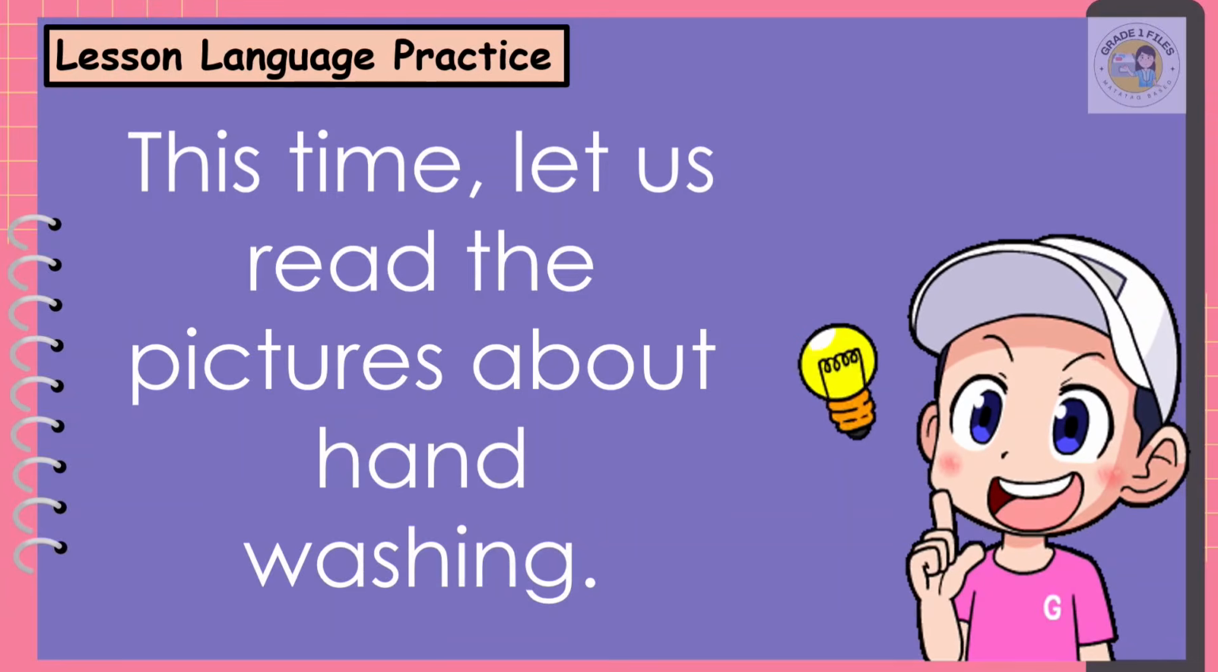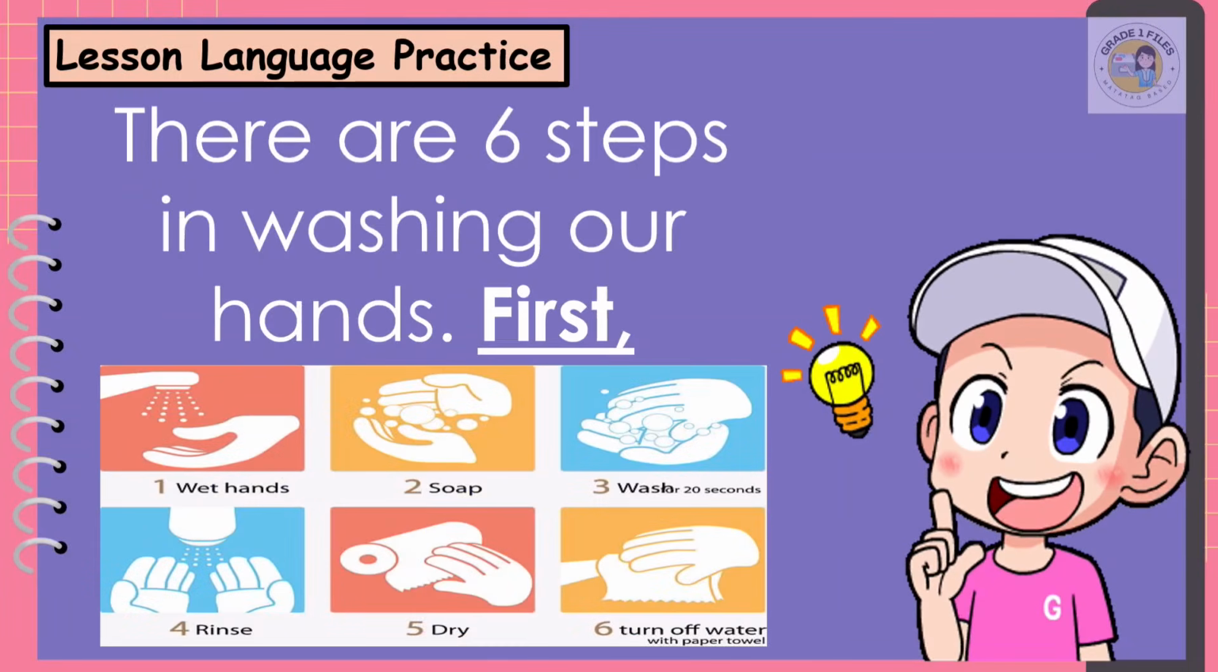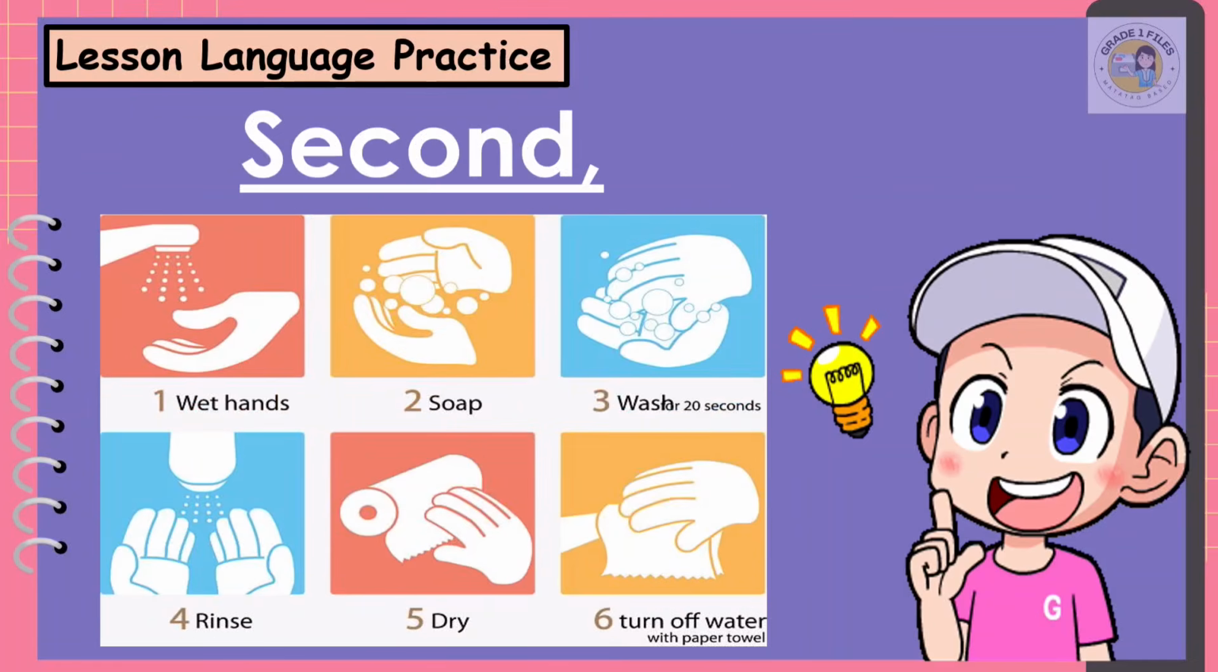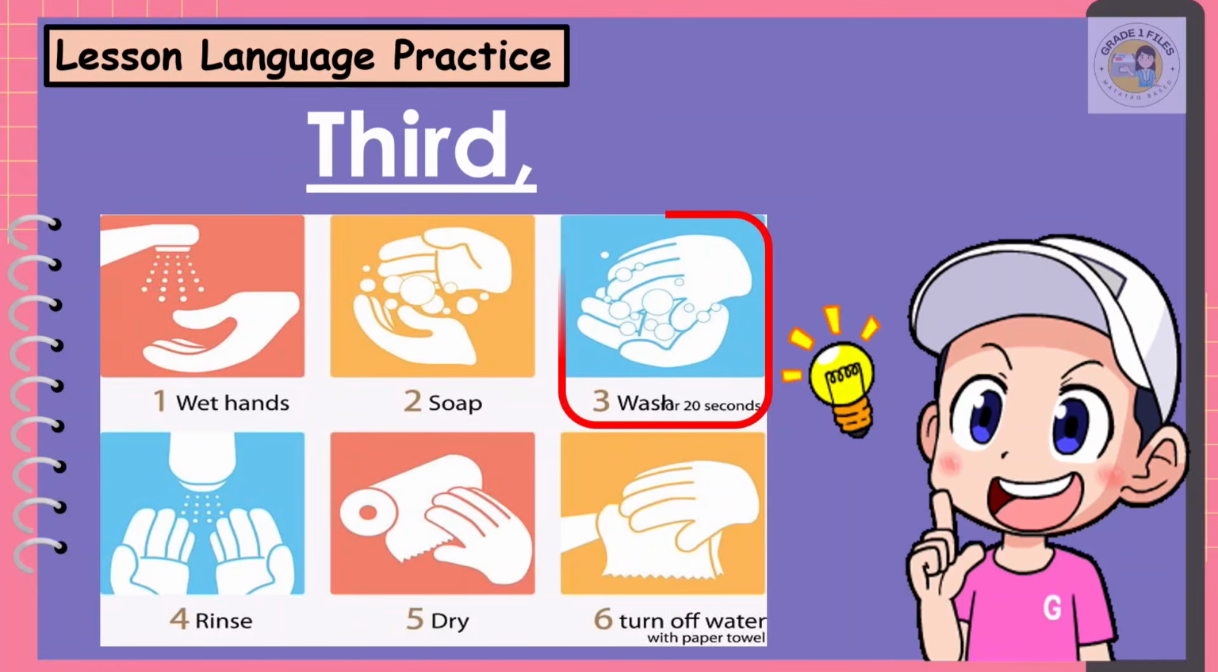This time, let us read the pictures about hand washing. There are 6 steps in washing our hands. First, wet your hands with clean running water. Second, apply soap to your hands. Third, scrub and wash your hands for at least 20 seconds.